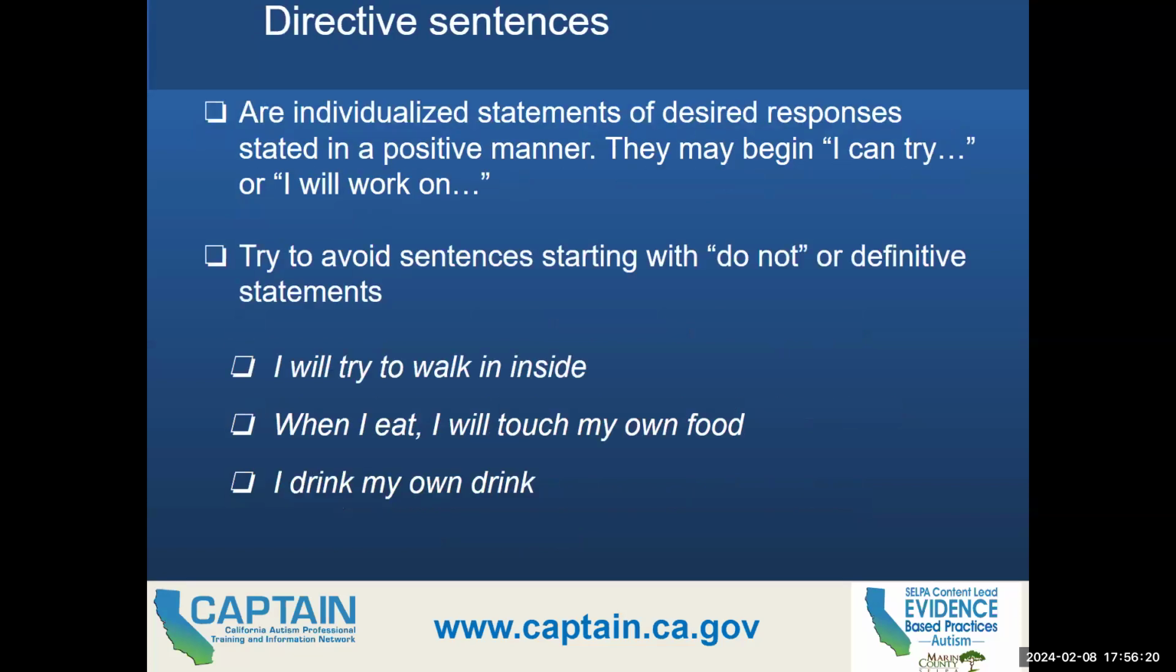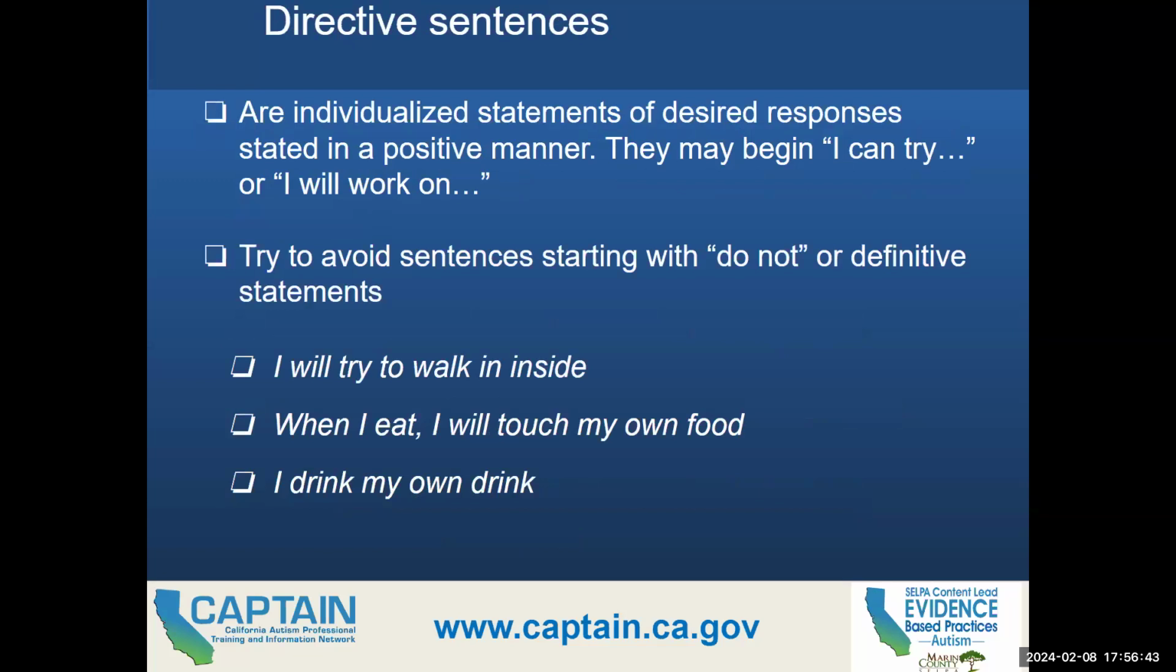Directive: try to avoid sentences with "do not." This is really important. Research, it's really interesting. The research shows that if you tell a student what to do and what not to do, they are way more likely to choose what not to do. I don't know why. I'm not a sociologist, but it's really interesting.